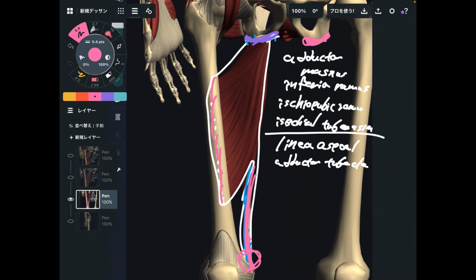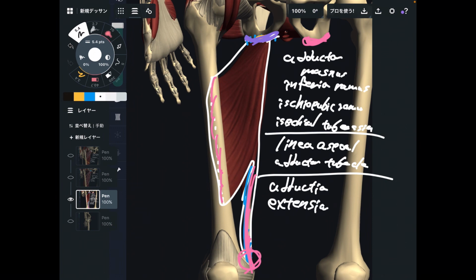Well, these are origin and insertion. Let's talk about function. Main function is, of course, adduction. Adduction plus that can do extension. These two functions are what you see on anatomy book. Actually, adductor magnus can do rotational movement. However, here's the thing. Depends on anatomy books, depends on anatomy information. What they say is different.